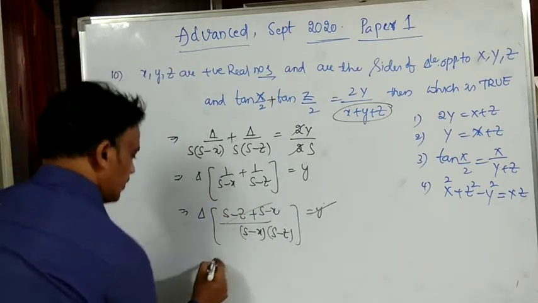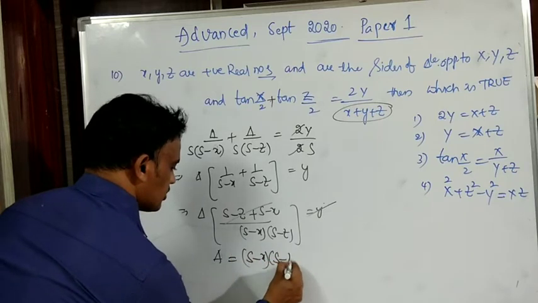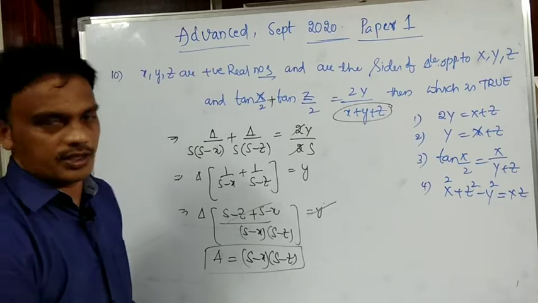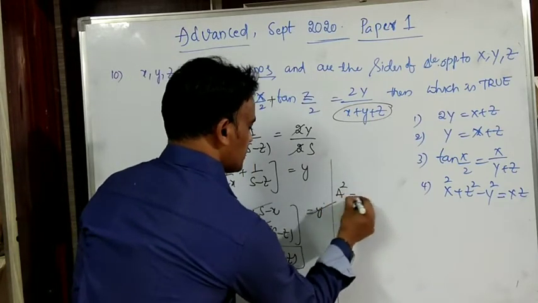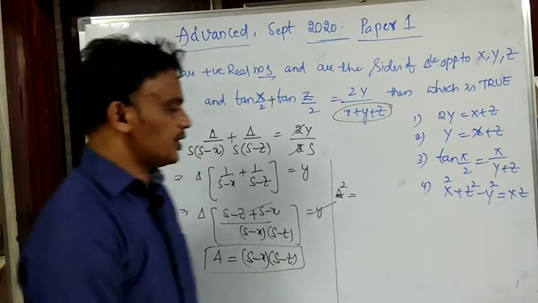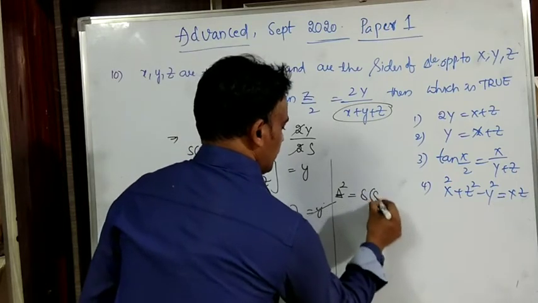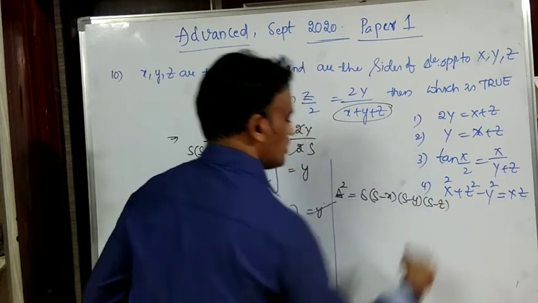Then what is the delta value? Delta equals s minus x into s minus z. Finally we got delta equals s minus x into s minus z. And of course, what is the delta square value? Basically, delta equals Heron's formula, root of s into s minus a, s minus b, s minus c. So here delta square is s into s minus x into s minus y into s minus z.